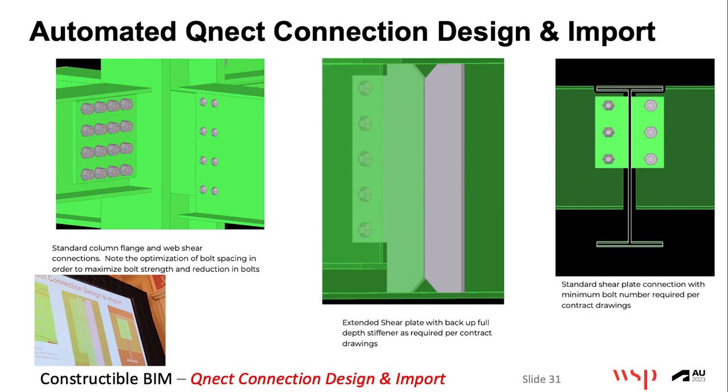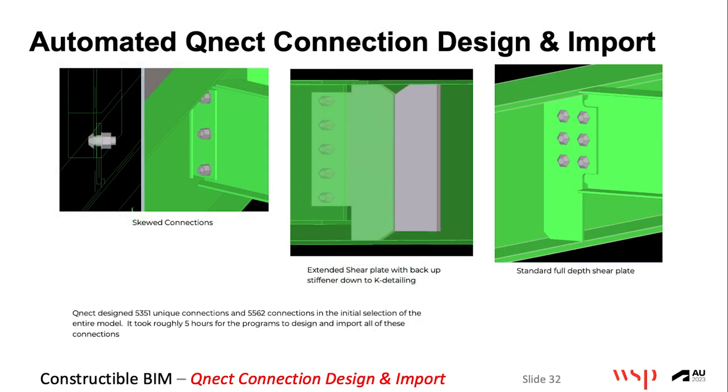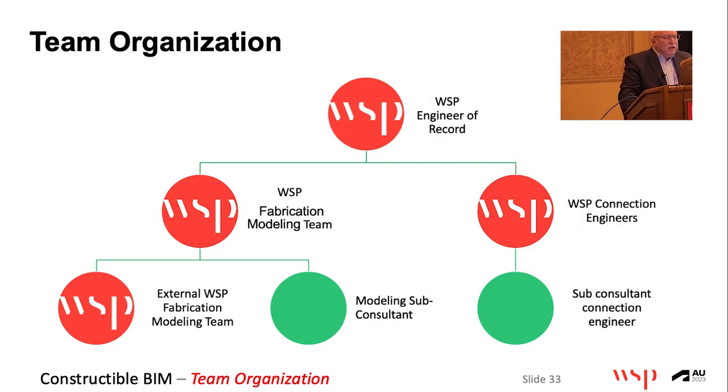QNEC automates 80% of the framing. And we used it, because 80%, maybe 90%, is simple framing. With this job, probably closer to the 80%. The design team, how did we pull this off?